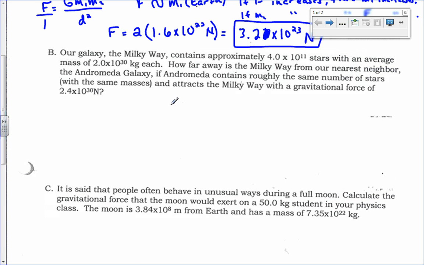Our galaxy, the Milky Way, contains approximately 4 times 10 to the 11 stars with an average mass of 2 times 10 to the 30 kilograms each. How far away is the Milky Way from our nearest neighbor, the Andromeda Galaxy, if Andromeda contains roughly the same number of stars with the same masses and attracts the Milky Way with a gravitational force of 2.4 times 10 to the 30 newtons? All right, here's our formula. Force is equal to the gravitational constant times the mass of object 1 times the mass of object 2 over distance squared. What are we looking for?